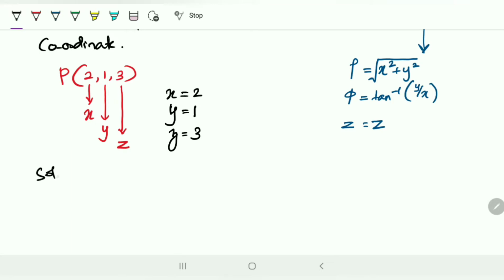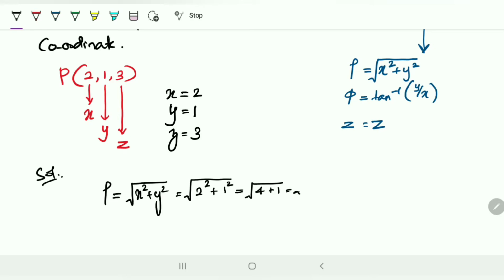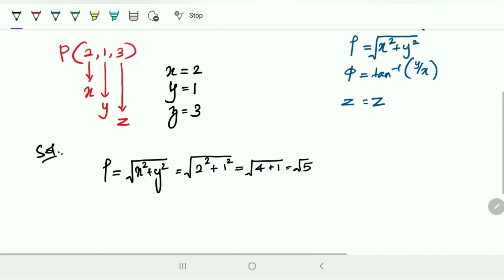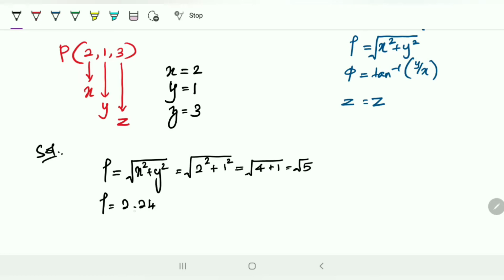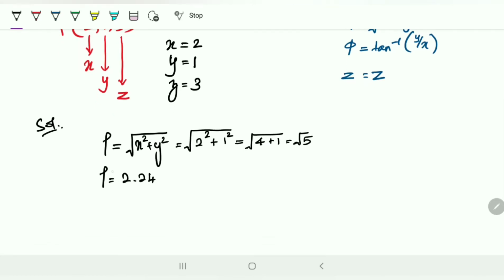So now, knowing all the values and the formulas, we can easily solve it. Let us solve the value for rho. Rho is the square root of x square plus y square. So let us substitute the values. X is 2, so 2 square, plus y is 1, 1 square, the whole root. 2 square is 4, 1 square is 1, the whole root comes to root 5. And this root 5 value we can write as 2.24. So we got the value for rho.